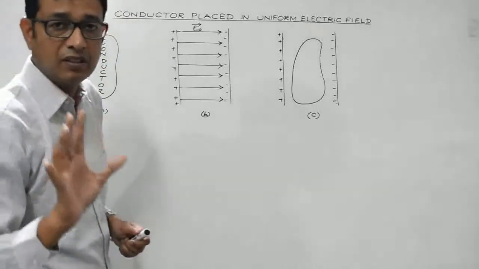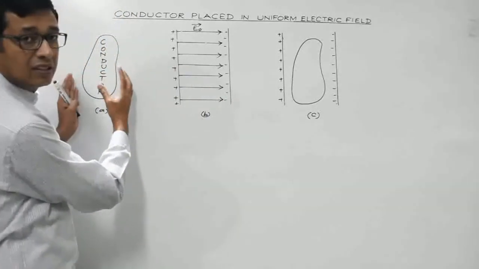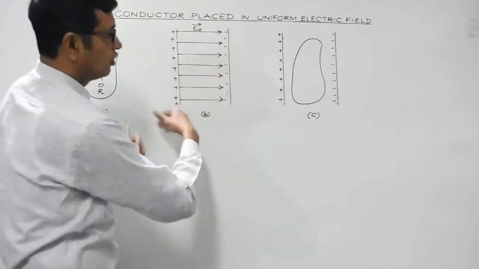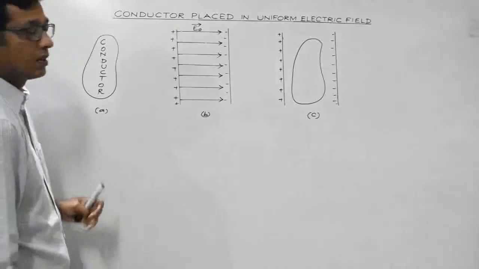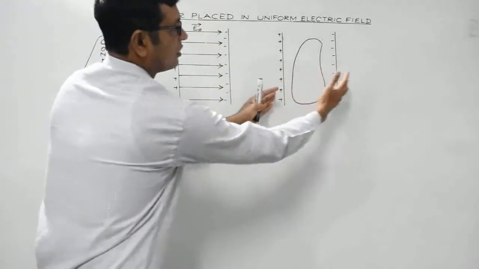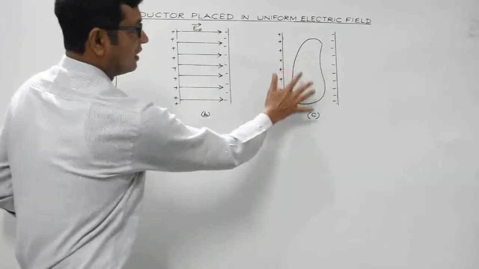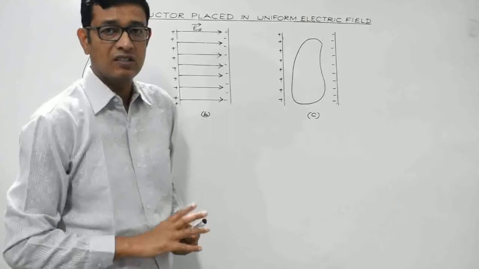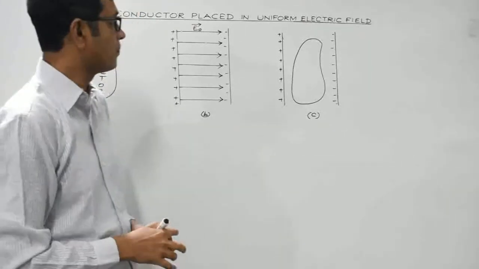Now what happens is, we will place this conductor in the space between the plates of the capacitor. So that's diagram C. Place the conductor in the space between the plates. Now what changes will we notice? That needs to be discussed, right?